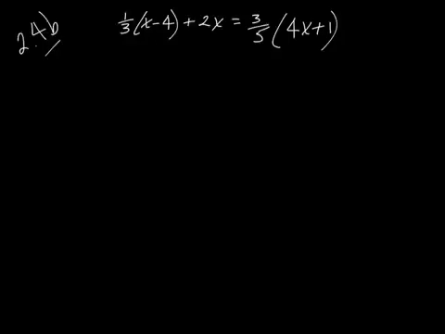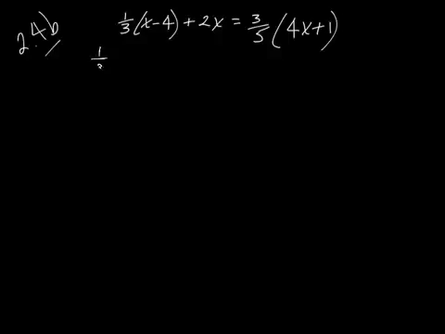So in the last problem, we got rid of fractions by finding the common denominator and multiplying the entire thing by that. Well, in this case, we've got a couple fractions, but what we're going to do is we're going to distribute first. So let's go ahead and do that. Get rid of the parentheses.